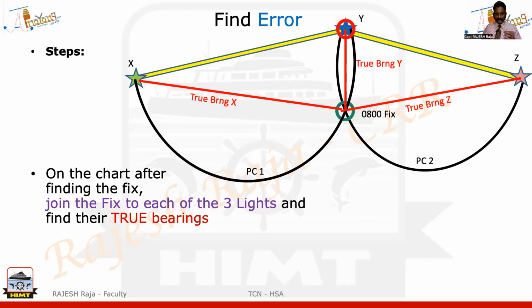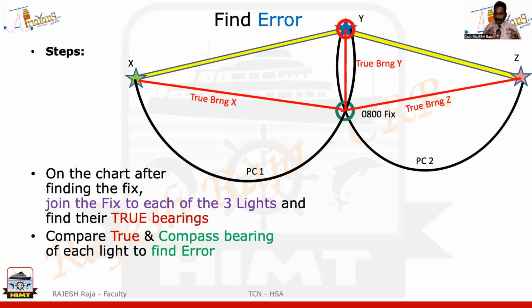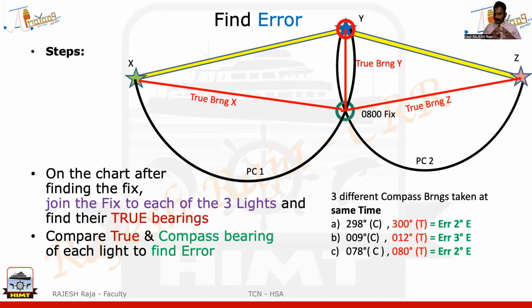Now I'm going to compare the compass bearing given to me in the question for each one of them. I'll show you the values with sample values. And that is the error. So please see here, the same thing I've written A, B, C. So 298, let us say the true bearing was 300, error is 2 degree east. Same thing for the second one and third one. You can see the 3 errors are slightly different.